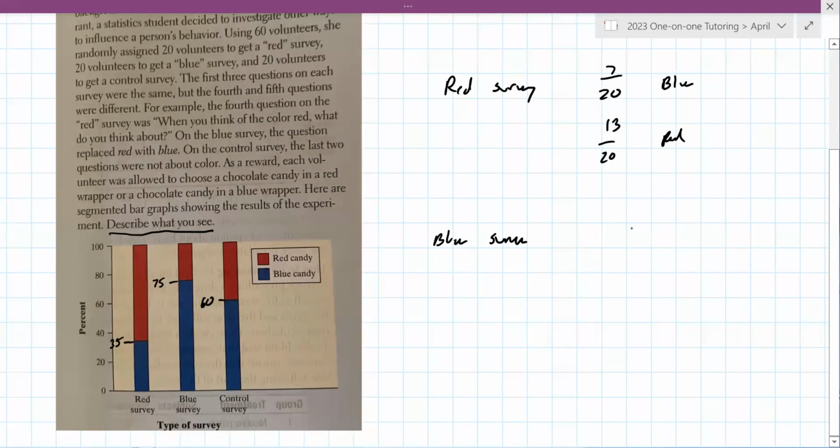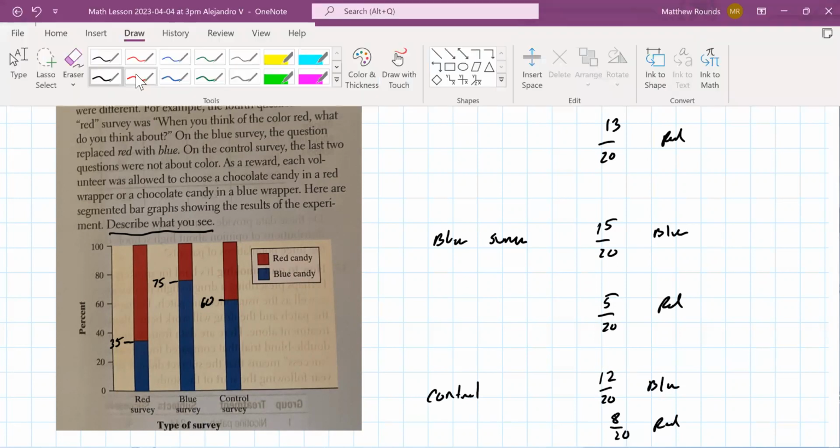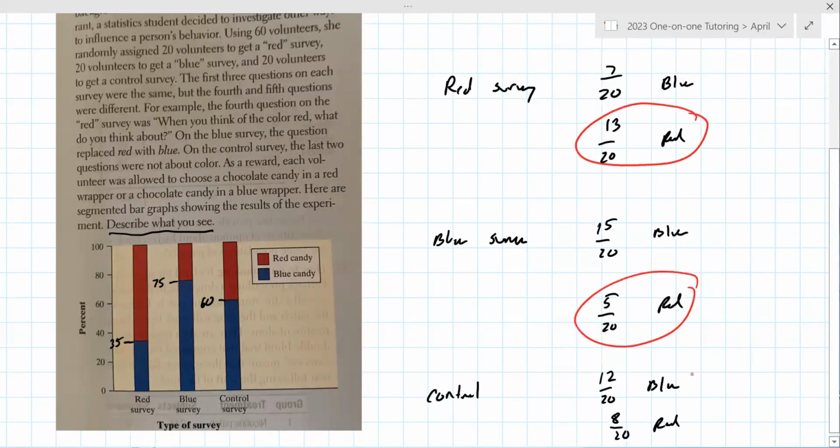The blue survey, 75 went blue, so that's 15 out of 20 went blue, and then 5 out of 20 went red. And then the control, you can do the same thing, or you can say 12 out of 20 went blue and 8 out of 20 went red. So you could, for example, add up all the reds. You can say 13, 5, 18, 26 out of 60 people were red.